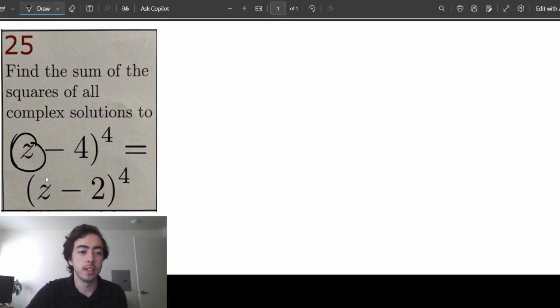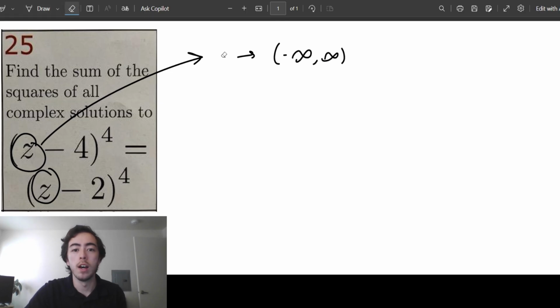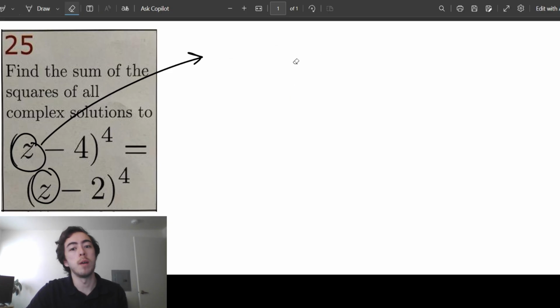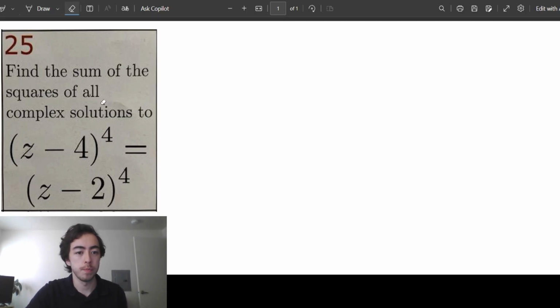And the reason why this is a z is z usually indicates some kind of complex number rather than a real number. Like usually if we had an x, that implies that we're anywhere between negative infinity and infinity. But by convention, if we use the variable z, we have some kind of complex number that has a real part and an imaginary part. And so we need to figure out what complex values of z cause this equation to be true.